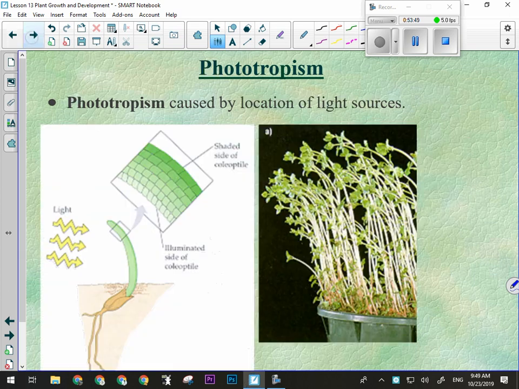So phototropism is caused by the location of light sources. And again, you can see here in this diagram that on one side of the plant we've got longer cells. These ones are growing faster. These cells are much shorter, they're not growing as fast. That's going to cause the bending of the plant towards or away from the stimulus, depending on which growth we're talking about.